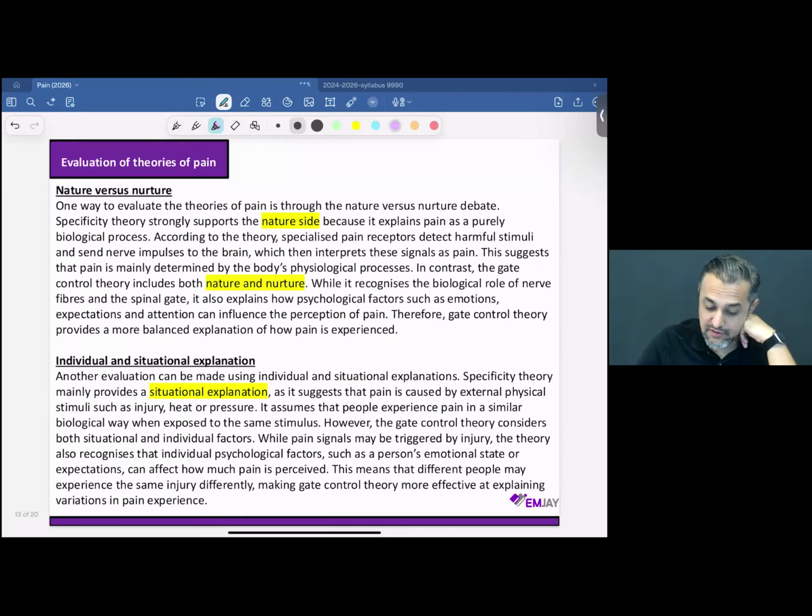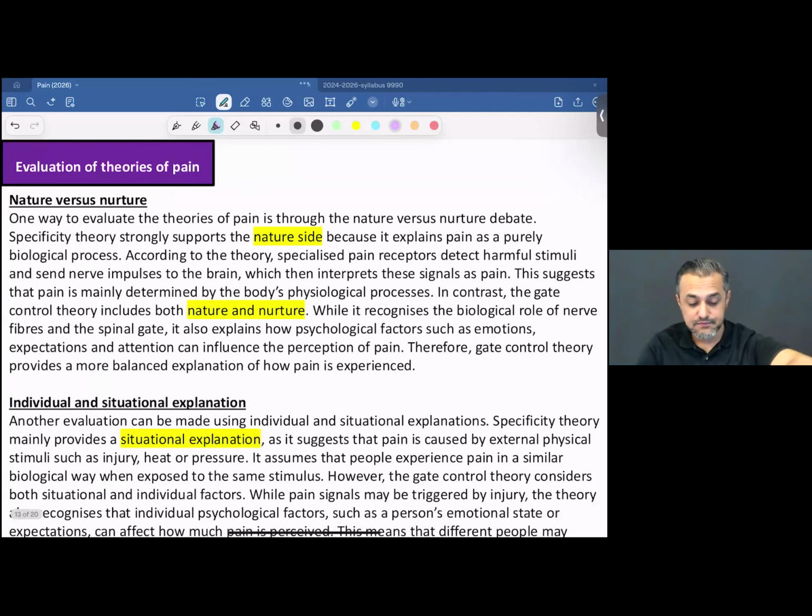Now, let's evaluate these different theories of pain. Number one, the nature versus nurture side. One way to evaluate the theories of pain is through the nature versus nurture debate.